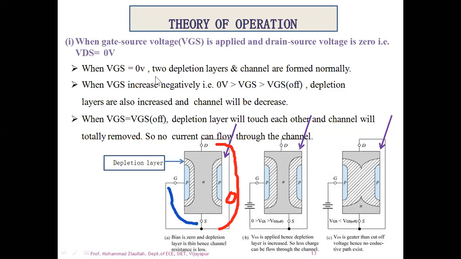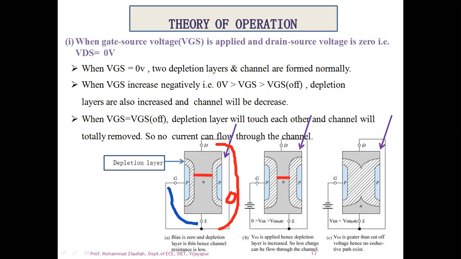If you use that type of voltage between your gate and source, then the depletion layers increase and the channel decreases. What does this mean? You can see in figure number 2 that the size of these two depletion layers is increasing and they are moving towards the N channel. And what is the size of the channel now? The size of the channel is reduced. You can see the size of this channel is small as compared to this size.